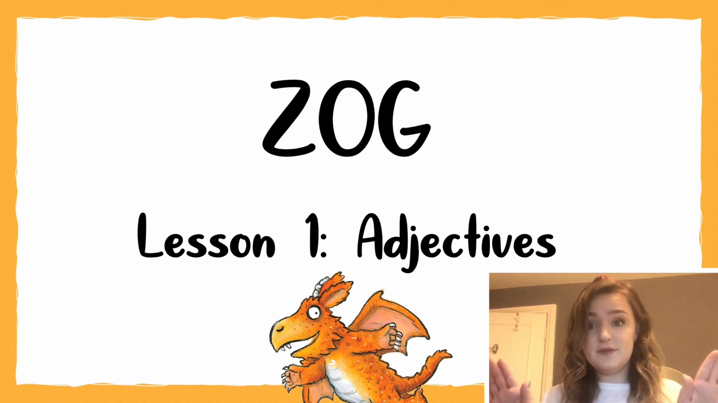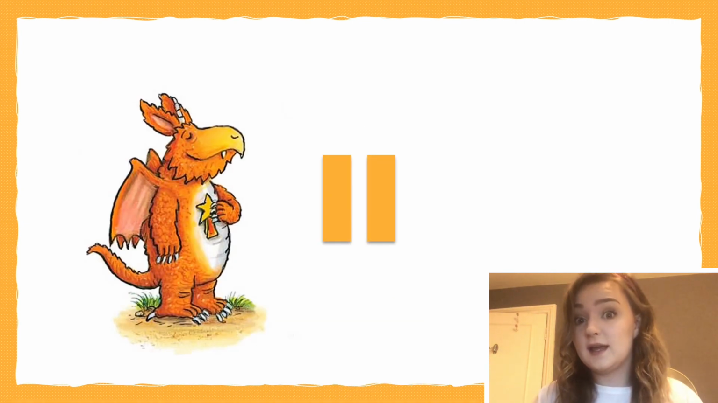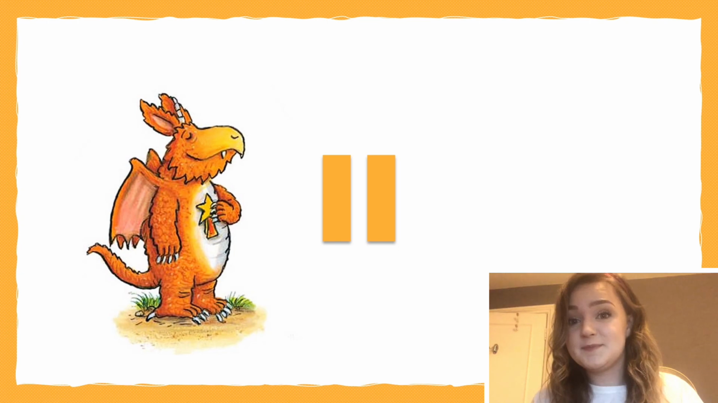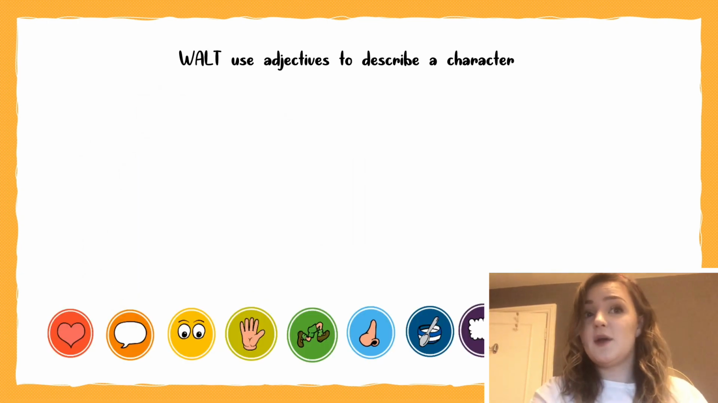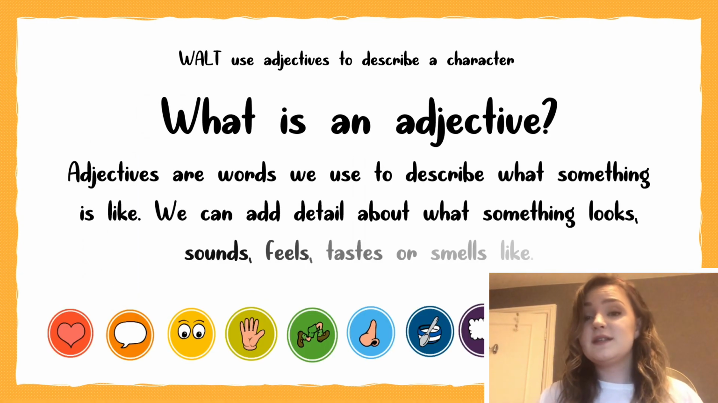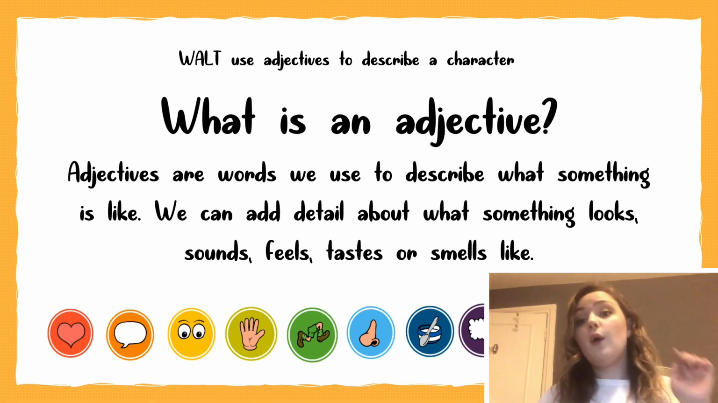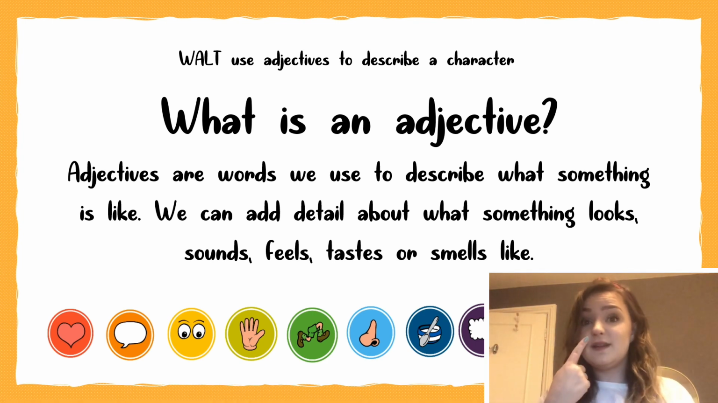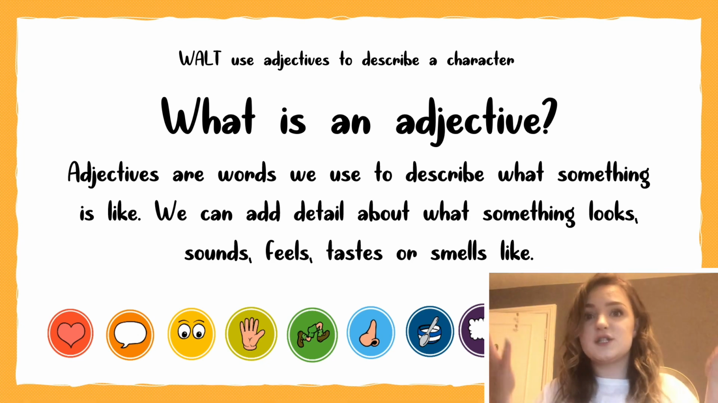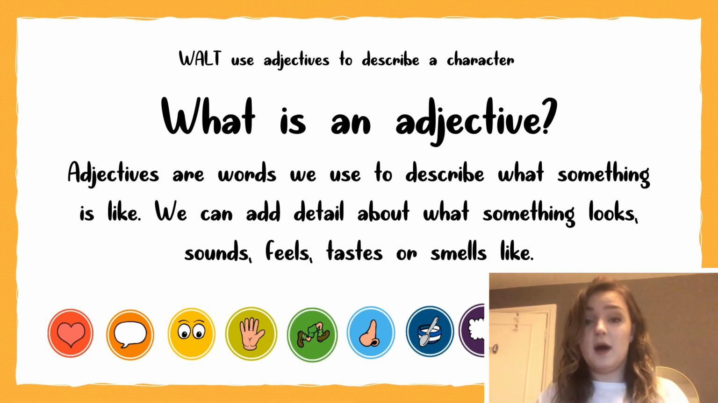So pause the video and tell your screen now what you think an adjective is. Super work. So adjectives are words we can use to describe what something is like, and they help us to add detail to our sentences and make them the best that they can be. When we use adjectives, we like to think about what something might look like, sounds like, feels like, tastes like, or even smells like, and they help our reader to imagine in their mind what a character or object is like.